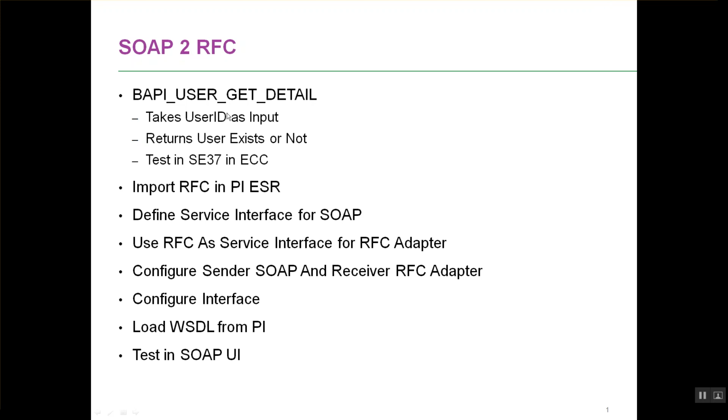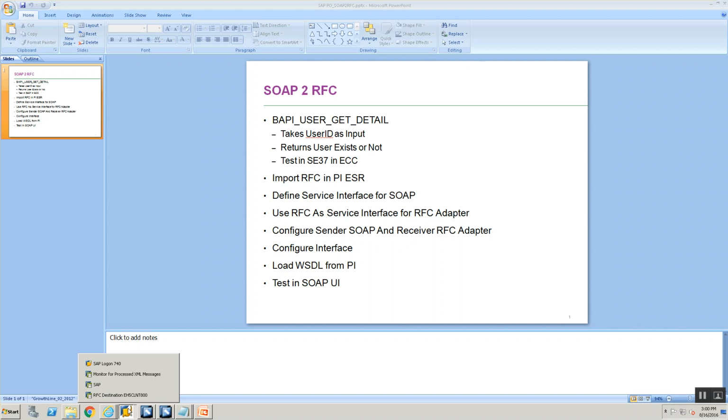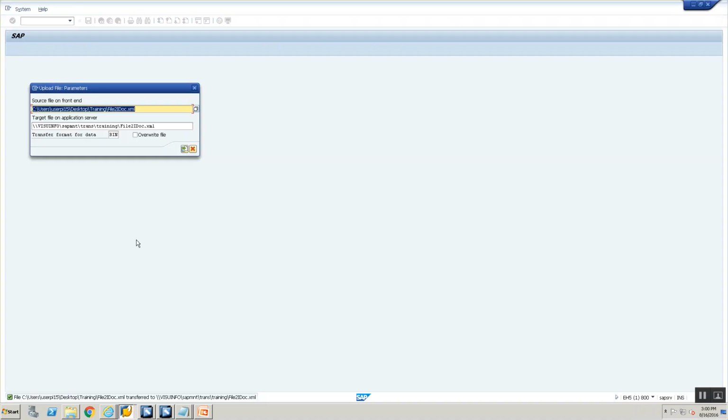The first thing that we would need to look at is what is the backend RFC that we are calling. If you remember, in the file to IDOC scenario we called a standard SAP IDOC, ORDERS.ORDERS05. Similarly, in this case we are going to call a standard SAP RFC called BAPI_USER_GET_DETAIL. What does this BAPI do? This BAPI takes the user ID as an input. It executes a check whether the user exists in the system or not. If the user exists, it returns the details about the user. If the user does not exist, it will return an info message, not an error message, that the user does not exist.